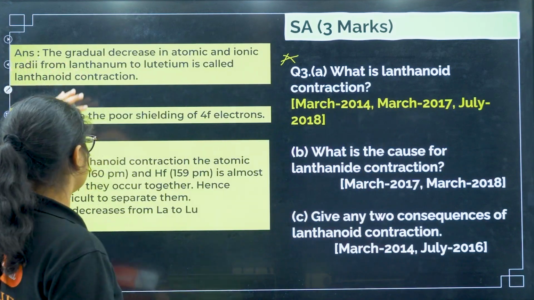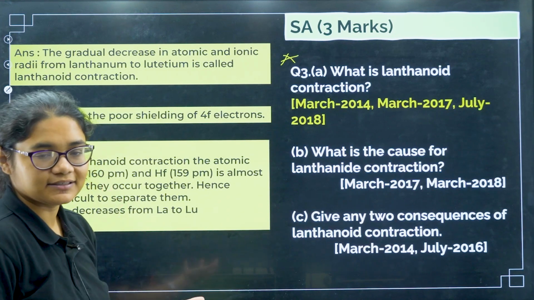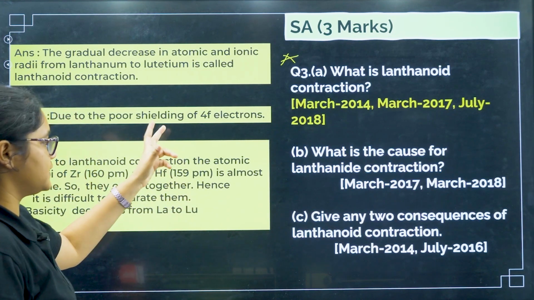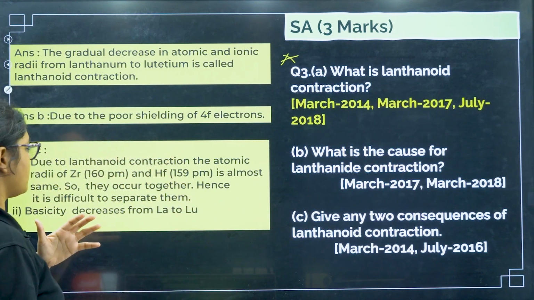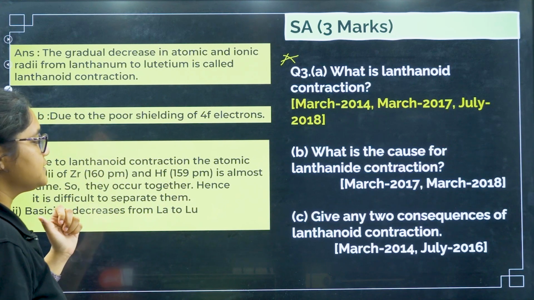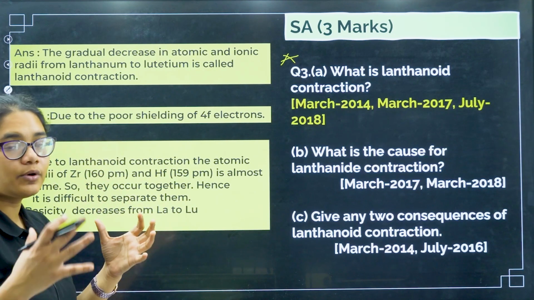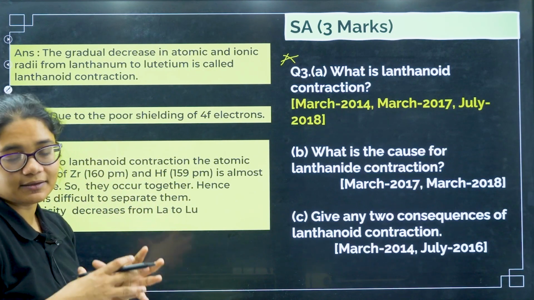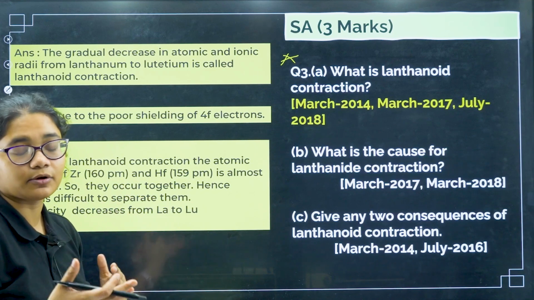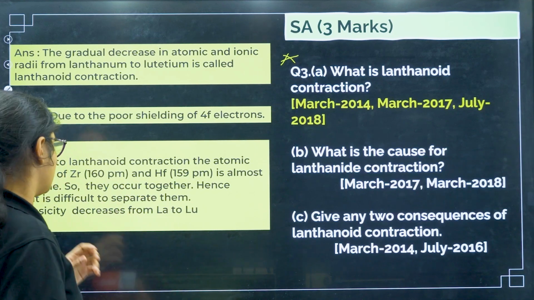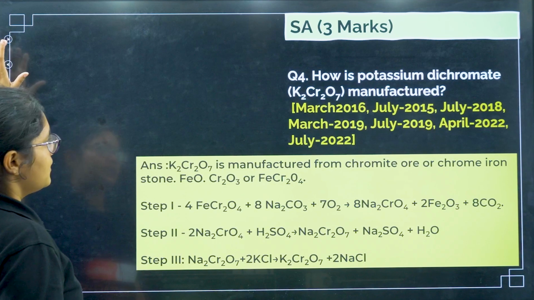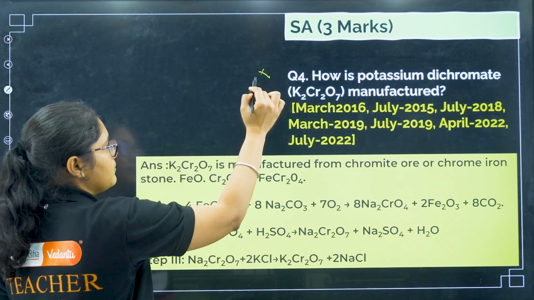Next, this is again a very important question: lanthanide contraction, consequences of lanthanide contraction, and the reason or cause of lanthanide contraction. The steady decrease in sizes along the period is lanthanide contraction. The reason is the poor shielding effect of 4f orbitals, and the consequences are that zirconium and hafnium have similar size, because of which their properties are similar, and because of which they cannot be separated. And then basicity.